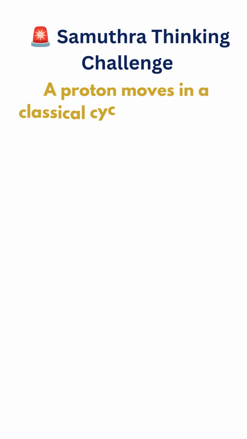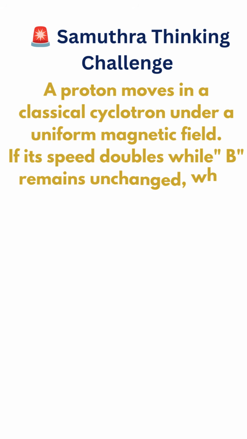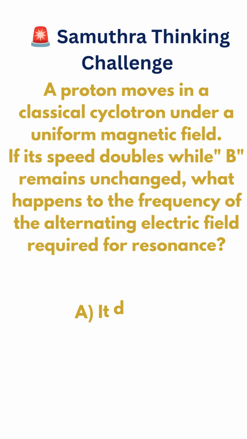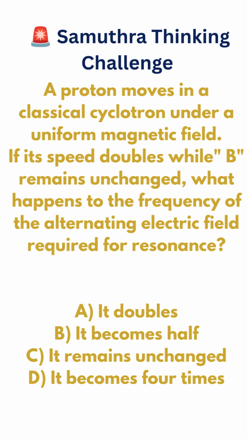Here is today's challenge. A proton moves in a classical cyclotron. If its speed doubles while the magnetic field remains unchanged, what happens to the alternating electric field frequency required for resonance?